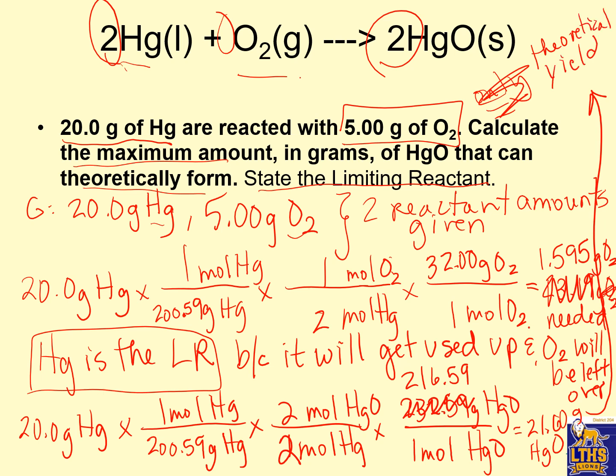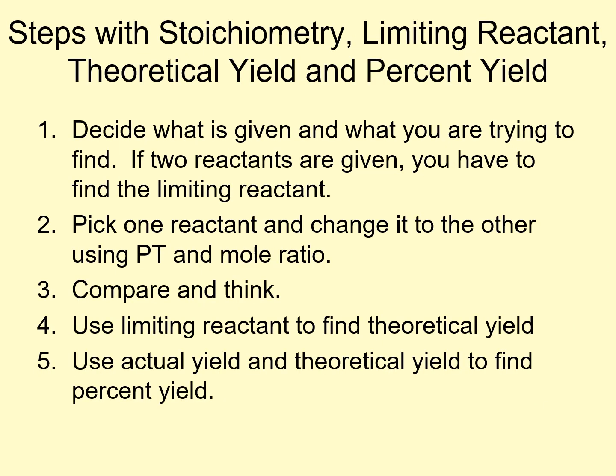Because if everything works perfectly, my limiting reactant tells me that I'll get 21.60 grams of mercury oxide. Okay, let's keep going. So here, I just did a problem, but here are some of the steps that you can use. You can write these steps down and see if you're doing them along the way. First, decide what's given and what you're trying to find. And then if you're given 2 reactants, then you have to find the limiting reactant.